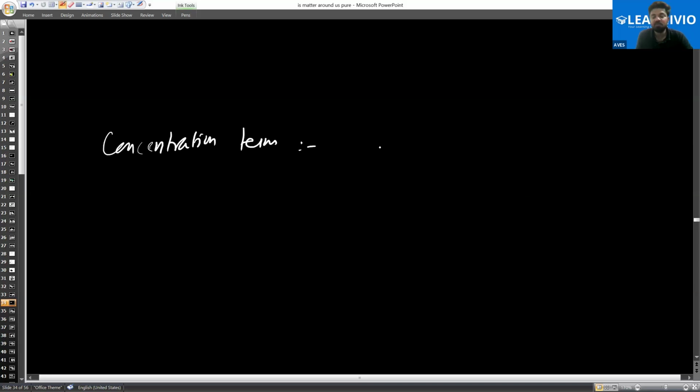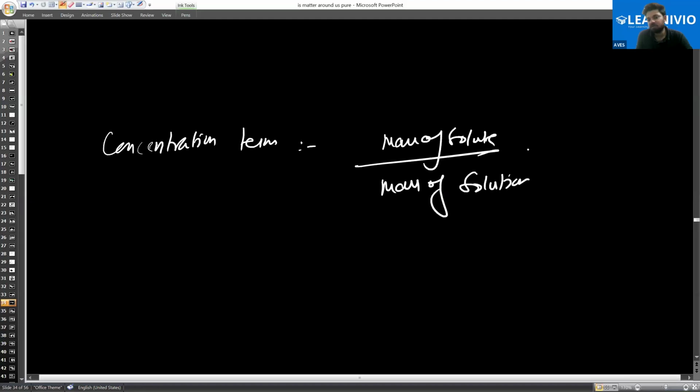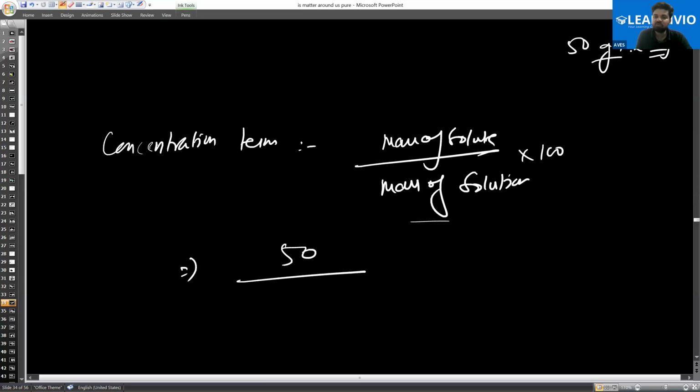Don't write yet, let me explain first. What does the concentration term say? Mass of solute upon mass of solution into 100. So let's check which is going to have more. Mass of solute in the glass is 50. Sugar is the solute. And the mass of solution is 50 plus 250. 50 gram is the sugar mass, and 250 gram is the water mass. Both when added form the solution. They are two terms added, so they cannot cancel out each other.